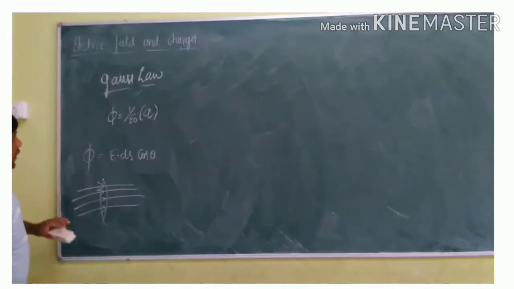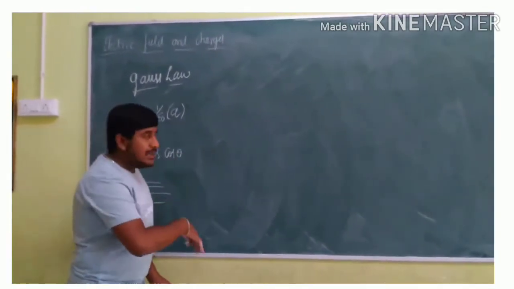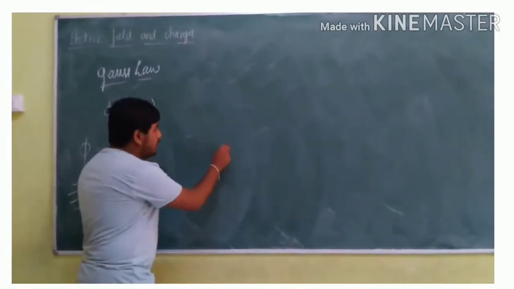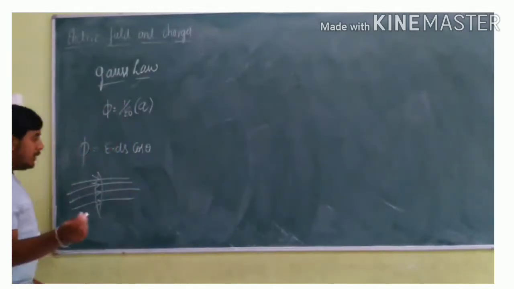By using Gauss law and electric flux, we have to find the electric field due to a charged shell, a plane sheet, and one more thing is a charged wire. So all formulas have to be derived.